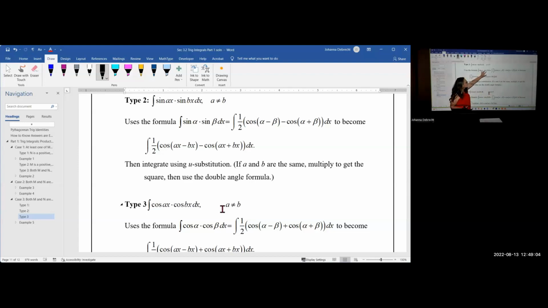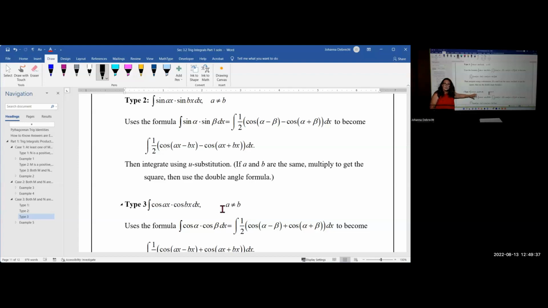So I use, again, this sum and difference formula that you see right here, which will convert that product into the difference of two cosine functions. And then I can split the integral across the two, and I can integrate each cosine function using u substitution. So that's basically pretty straightforward. Of course, if a and b were the same, then it would be sine squared of that, and then I'd use the reduction formula. So it's not really a case 3 type.